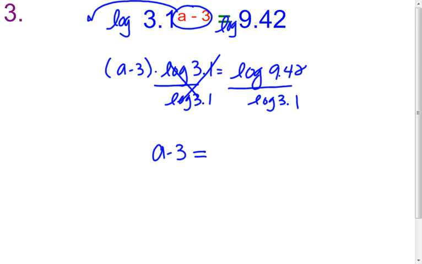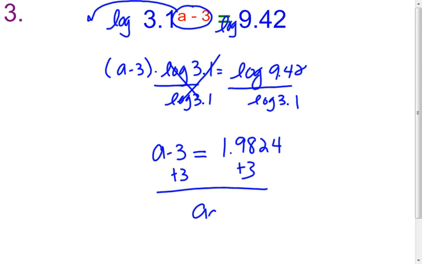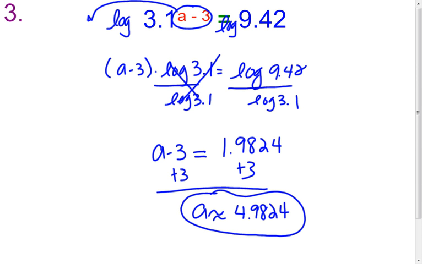You should end up with 1.9824. And then I can add the 3 to it. And so A becomes about 4.9824. And that is your solution to that one.